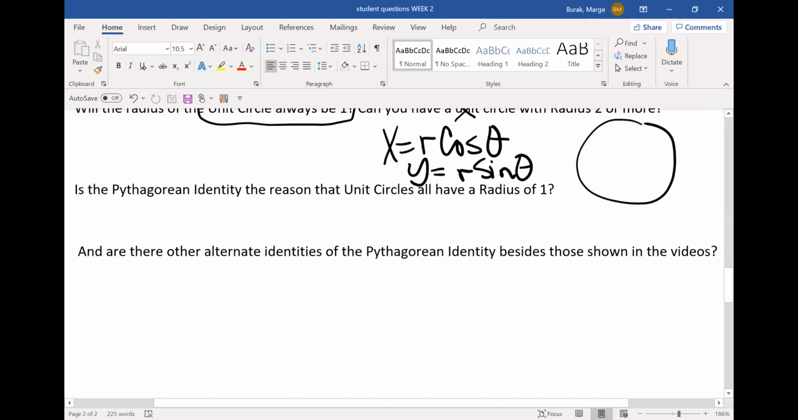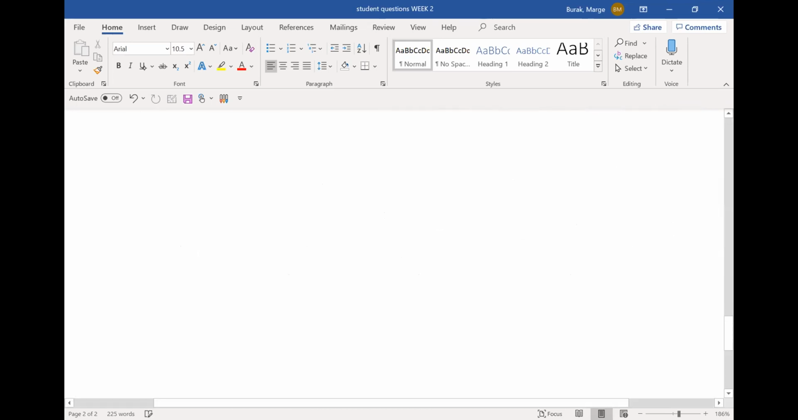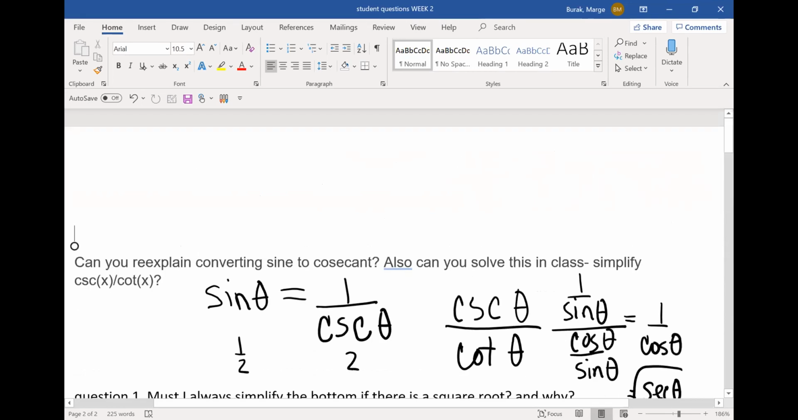The Pythagorean identity, the reason that unit circles all have a radius of 1: just by definition, the radius is 1. And the Pythagorean identity just gives us sine squared plus cosine squared equals 1. Okay, and we talked about this in our thing. I think that was all I got down. I felt like there's more, but okay, I am done with this.